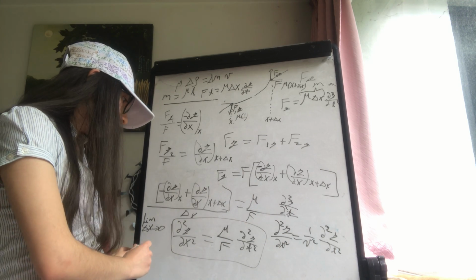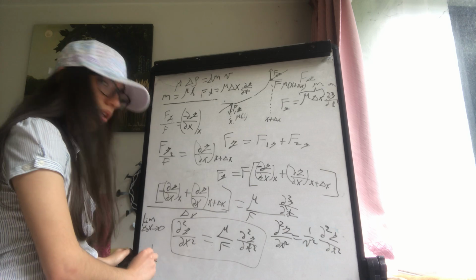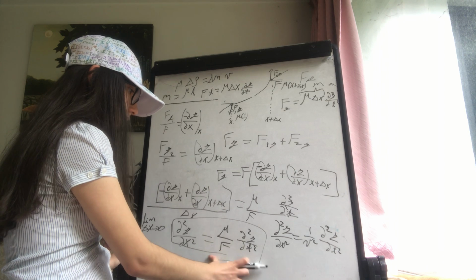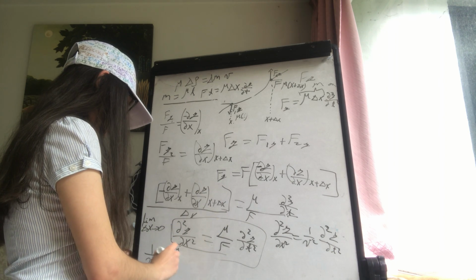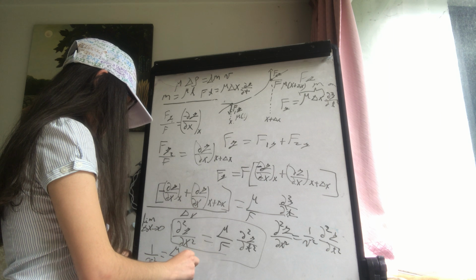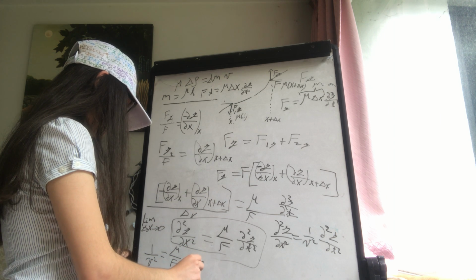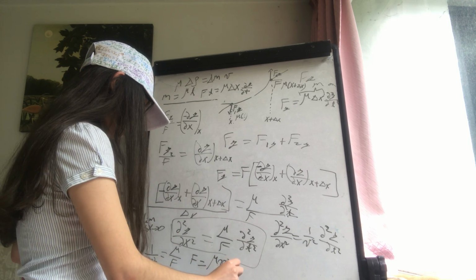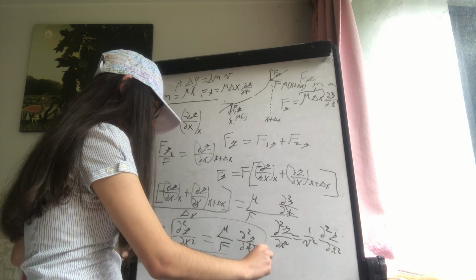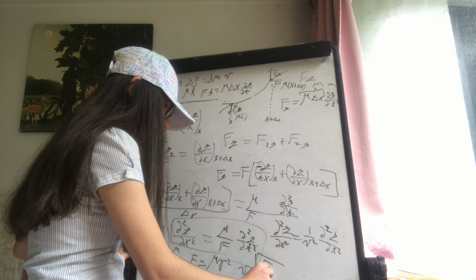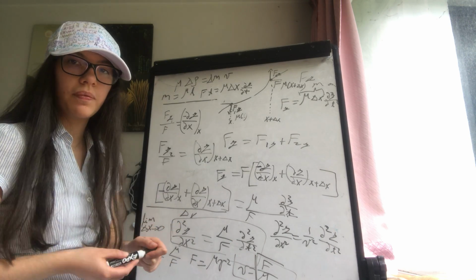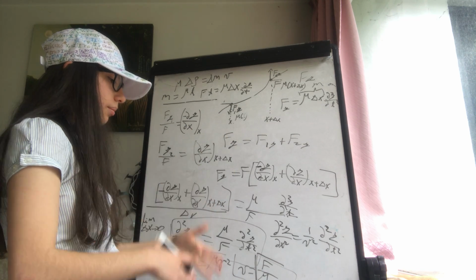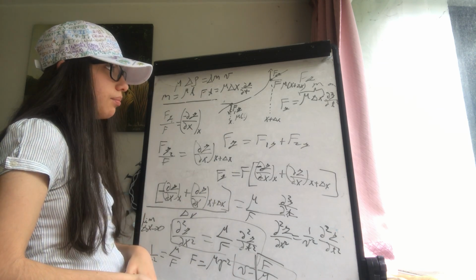So we have that 1 over the velocity squared is the same as mu divided by f. So f is equal to mu times the velocity squared, and v is equal to the square root of the force divided by mu. We have again the formula for the velocity: the square root of the tension of the string divided by mu, that is the mass per unit length.